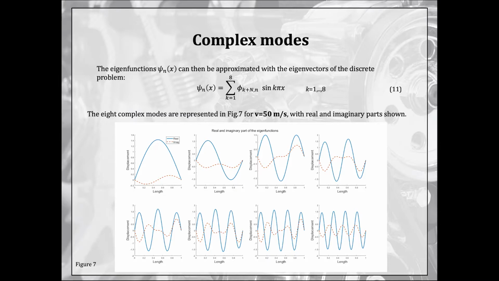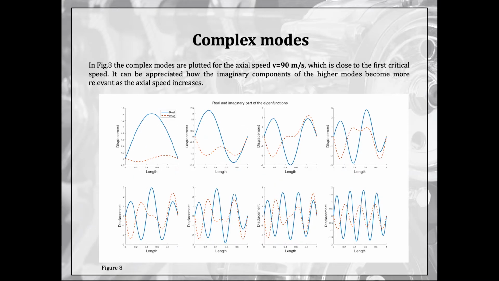The dimensionless parameter Vf must be at least 0.2, otherwise numerical errors in the calculation of the eigenfunctions, like flipping of the real and imaginary parts, can appear in these plots. Note these complex modes are represented at 50 meters per second. On the following page, we see the same 8 complex modes, but represented at 90 meters per second.